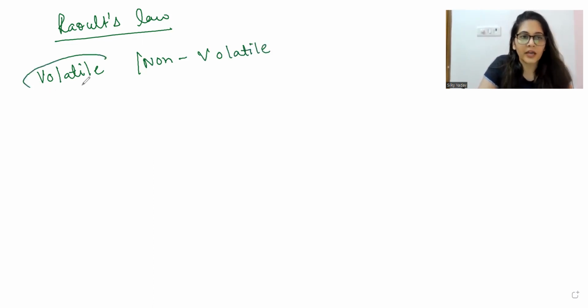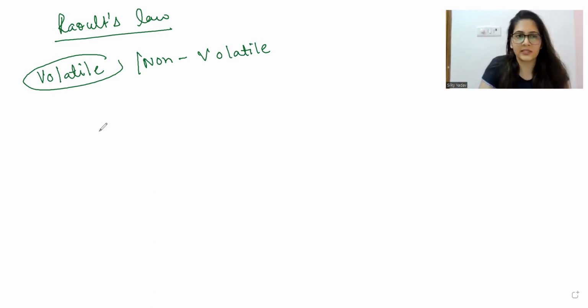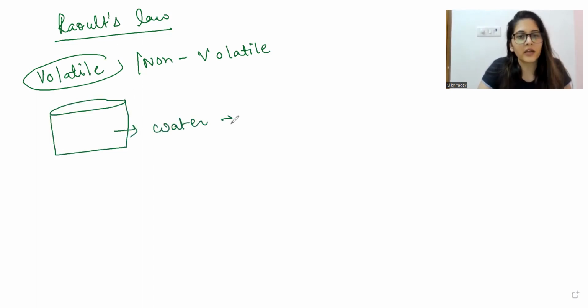You all know that volatile means the thing which has the capability to move out of the container, right? To get evaporated faster. And non-volatile is not going to move up. Let's say I take an example: I have a container in which I have some water, and to the water I've added some salt, right?